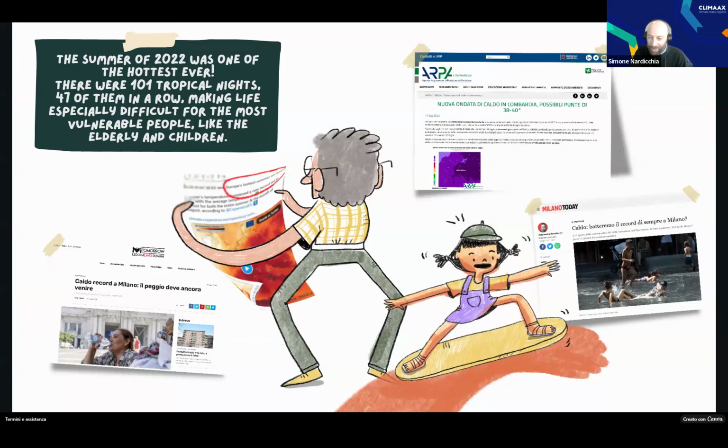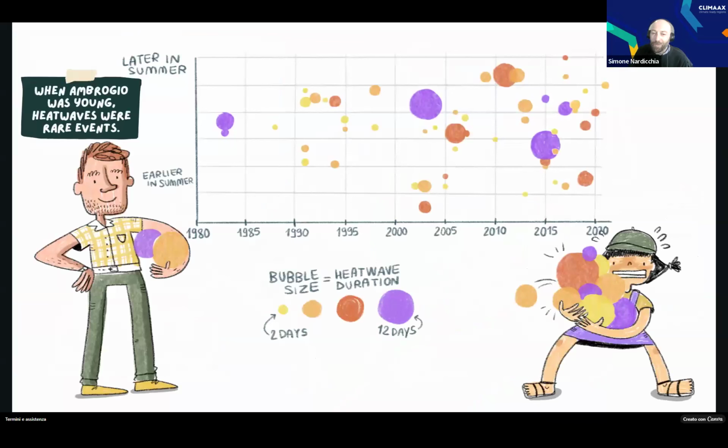The illustrator then described Gaia surfing on a heat wave, and here we have other information from a tool. This is the historical heat wave plot. When Ambrogio was young, heat waves were rare events. We have a young Ambrogio in the 1980s with 2 balls, and then we have Gaia today with several balls. The size of the balls represents the heat wave duration, and the color, the intensity.